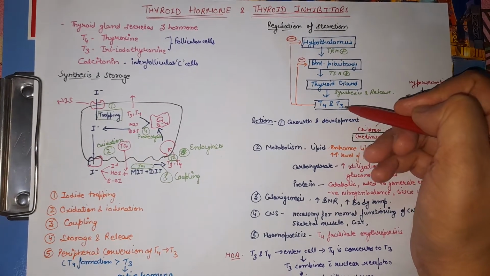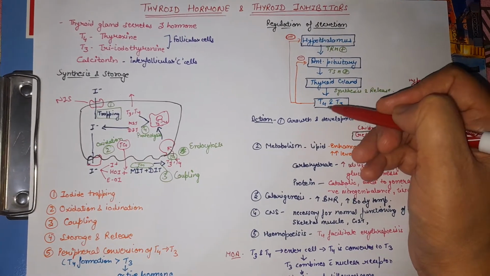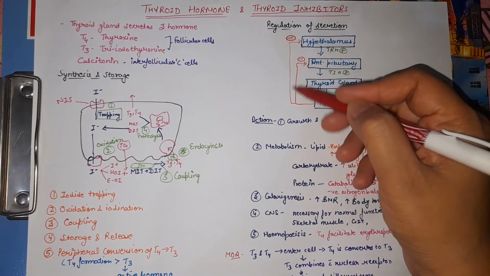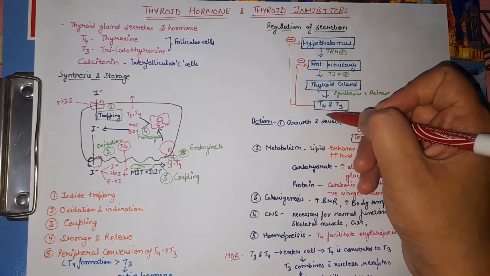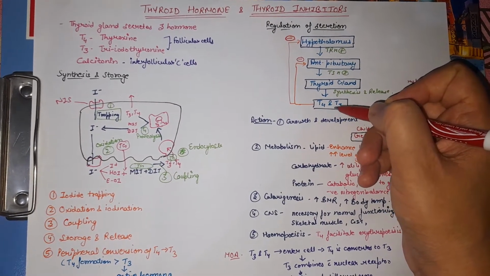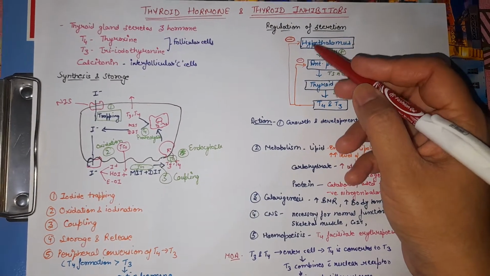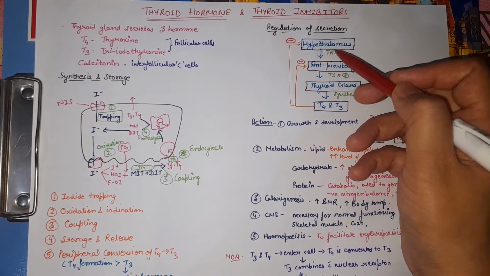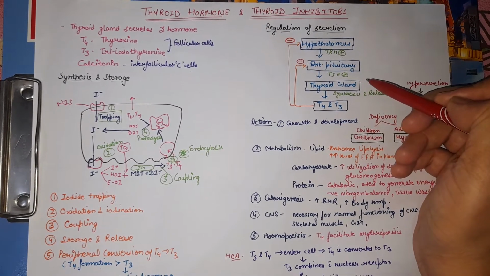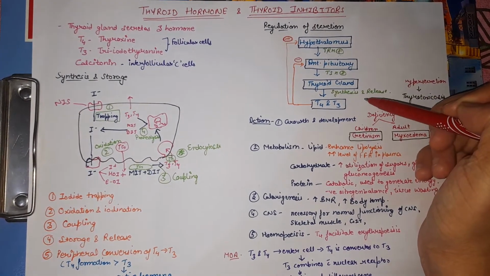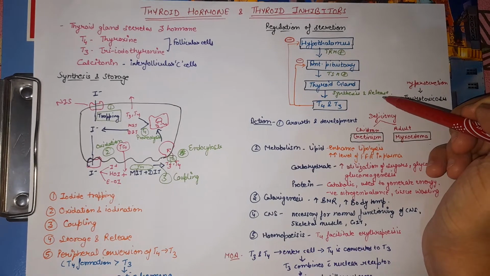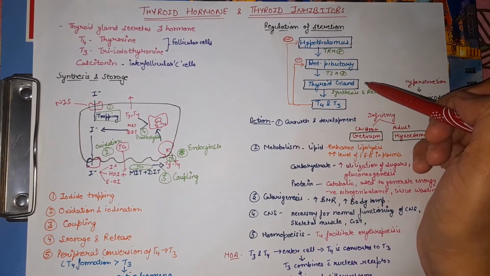And these T4 and T3 have negative feedback on the hypothalamus as well as the anterior pituitary. So when a larger amount of T3 and T4 is formed, they will cause negative feedback. So there will be no release of TRH, then there will be no release of TSH, and T3 and T4 concentration will be lower in our body by the help of the negative feedback mechanism.